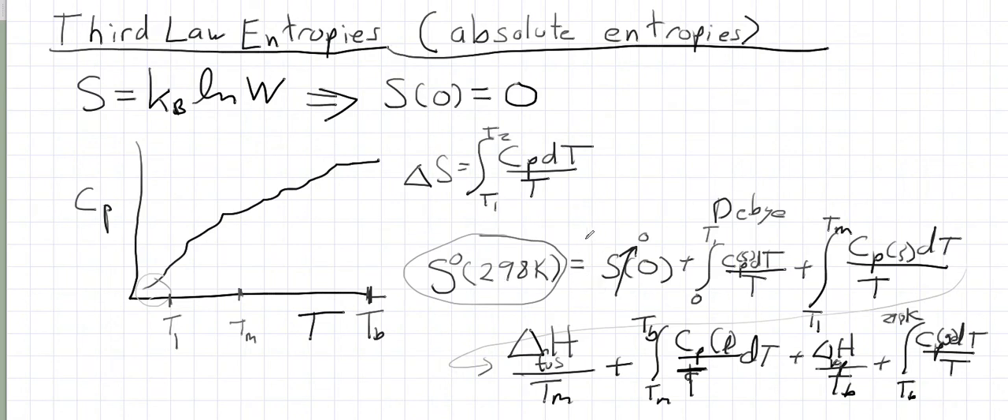So in the back of Atkins, there's a table of absolute entropies for a bunch of different compounds. And notice that it's not delta S, it's the actual entropy of that compound at a specific temperature. And so we can use these in calculations. So anyway, those are absolute entropies.